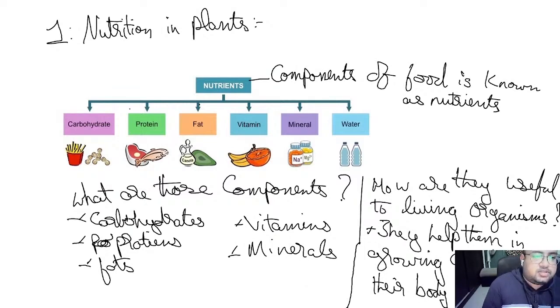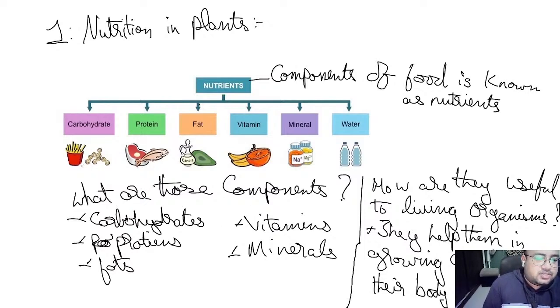So we're talking about nutrition. What are nutrients? Nutrients are nothing but components of food. What are those components? Those components are carbohydrates, vitamins, proteins, minerals, and fats. Whatever food we consume, all these components are present in it. And how are they useful to living organisms? They help them in growing and keeping their body healthy.